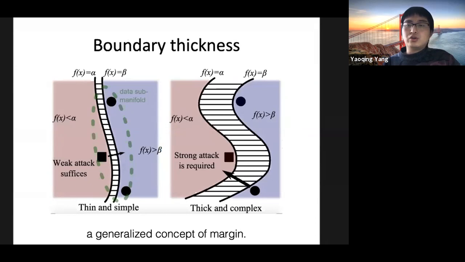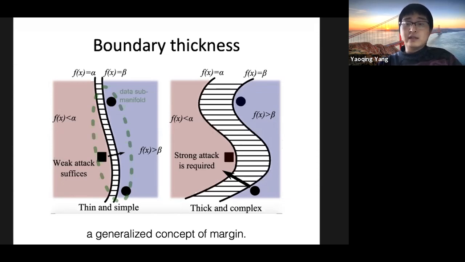Now I'm going to show you 2 different types of decision boundaries. In each figure, we plot 2 level sets, f(x) equals alpha and f(x) equals beta. These alpha and beta are 2 hyperparameters. Then we will measure the distance between these 2 level sets, and we will call that the thickness of a decision boundary.